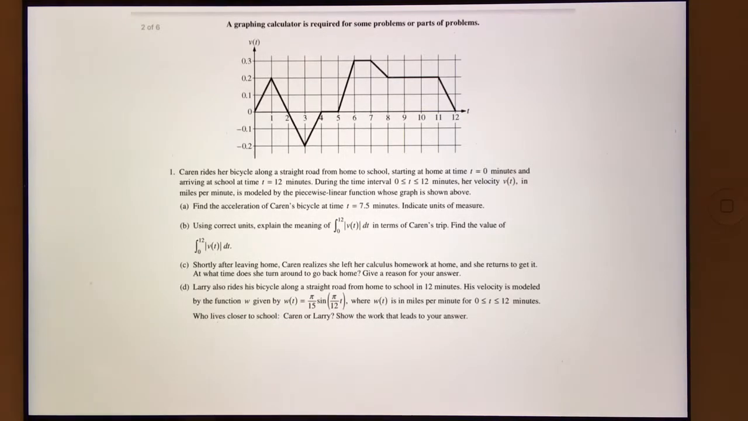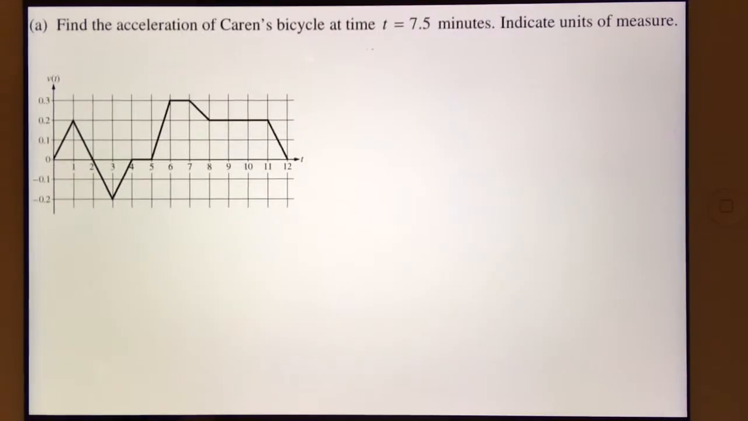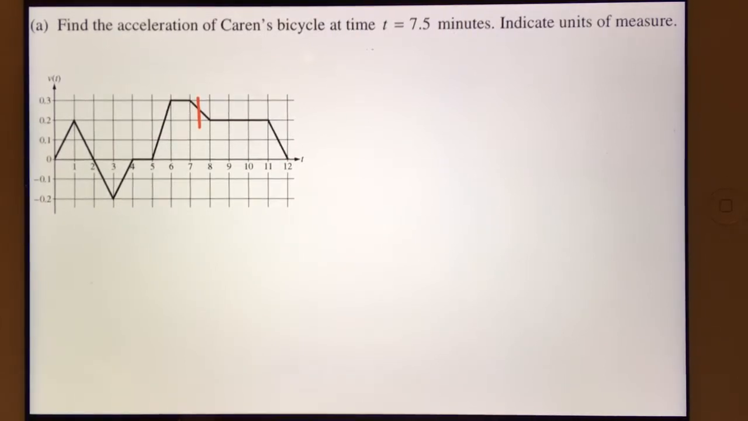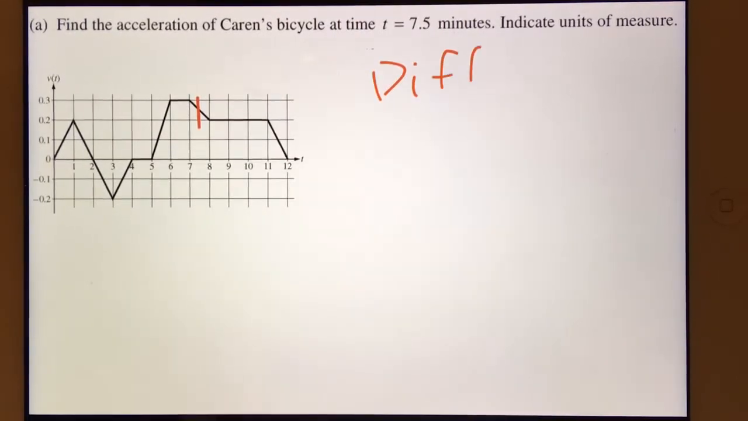Okay, let's begin with A. Find the acceleration of Karen's bicycle at time t equals 7.5 minutes. Indicate units of measure. So, 7.5 minutes is right here. Now obviously it's not marked, so we have to figure it out. Now if you remember, acceleration is the difference in velocities. It's the derivative of velocity.